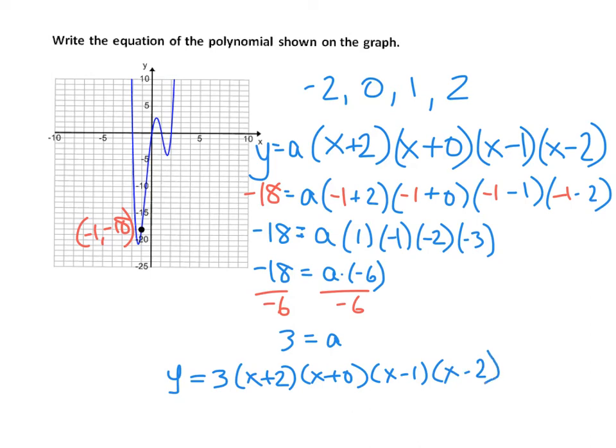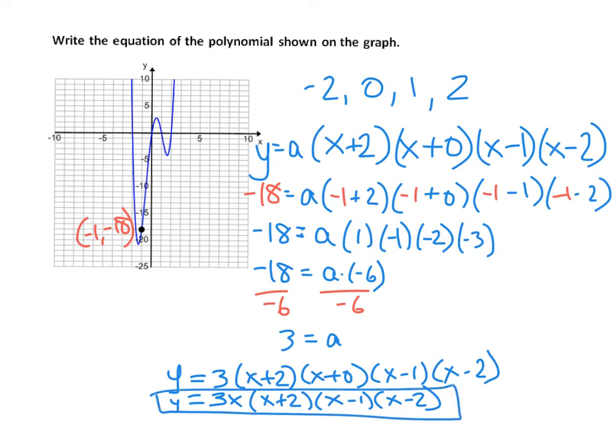Now, there's actually one more step you should take. If you don't, this is not a wrong answer. But let's think back to this x plus 0 right here. Well, what is x plus 0? Well, it's x. If we add 0, we're not changing it at all. So we're going to get y equals 3x, and then x plus 2, and then x minus 1, and then x minus 2. Again, we take that x plus 0 factor and realize it's just x, which means we'd bring it out to the front here, and this would be our best answer right here.